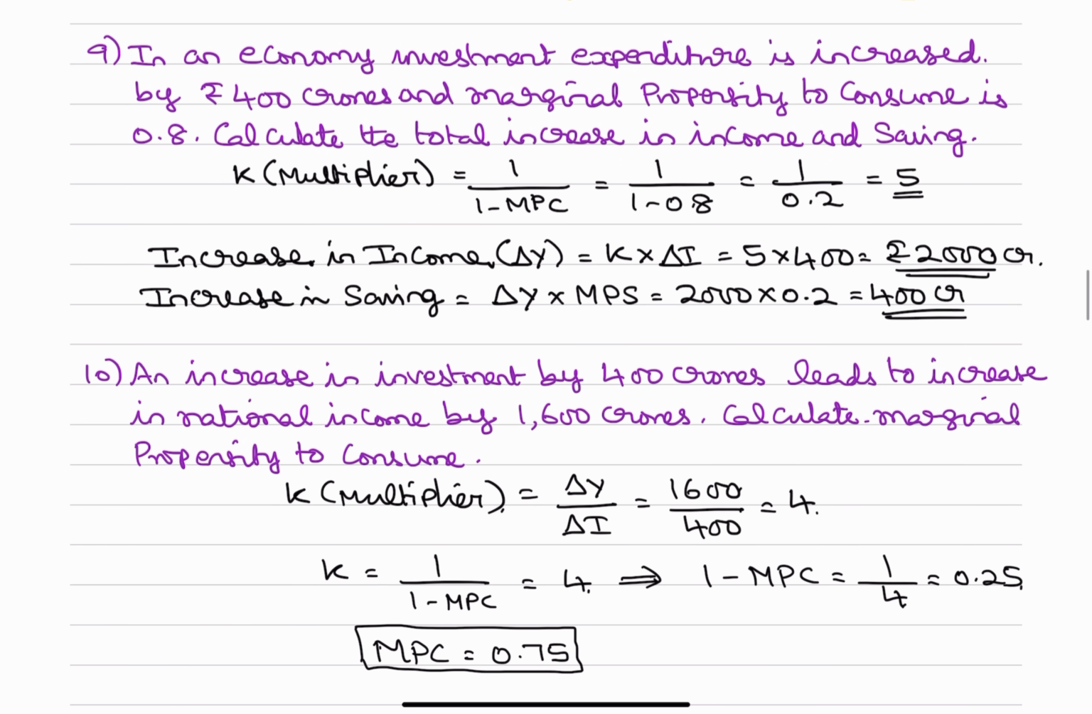In an economy, investment expenditure is increased by rupees 400 crores and the marginal propensity to consume is 0.8. Calculate the total increase in income and savings.